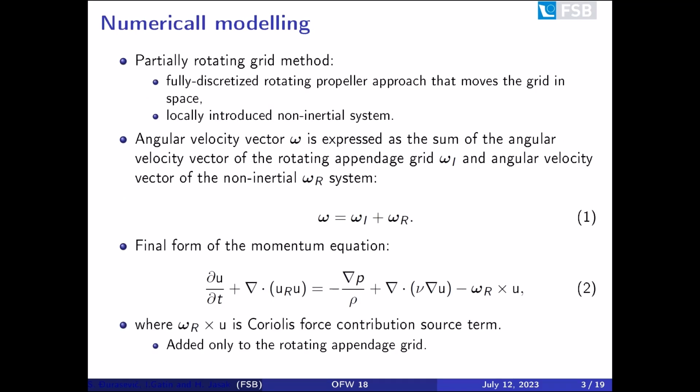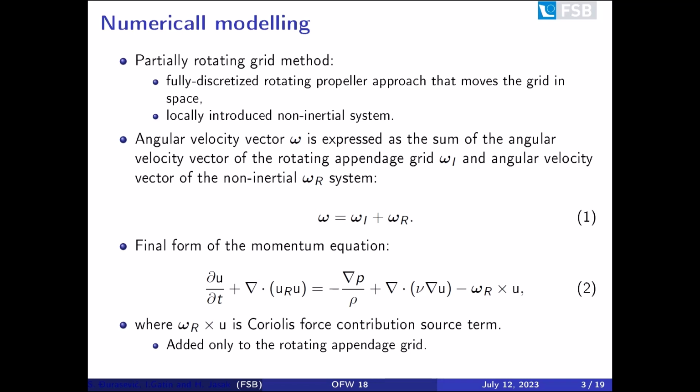The idea behind the partially rotating grid method is to combine the fully discretized rotating propeller approach, which actually moves the grid in space, with a locally introduced non-inertial system. The angular velocity vector can be expressed as the sum of the angular velocity of the rotating appendage grid and the angular velocity vector of the non-inertial system, which enables derivation of the momentum equation in a relative frame of reference with absolute velocity in the form presented on the slide.